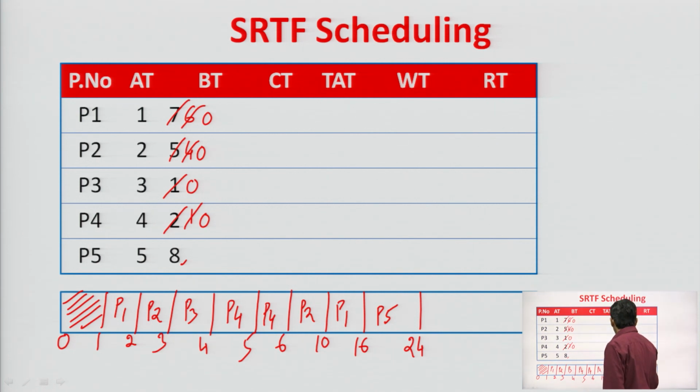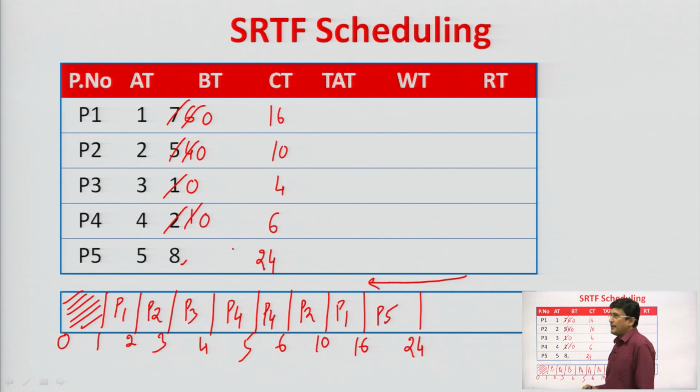How do we find the completion time? Let's move in the Gantt chart from right to left, and let's find out at what time the process is seen for the last time. So P5 is seen at 24 time, P1 is seen last time at 16, P2 is found last time at 10, P4 is seen last time at 6, P3 was seen last time at 4.